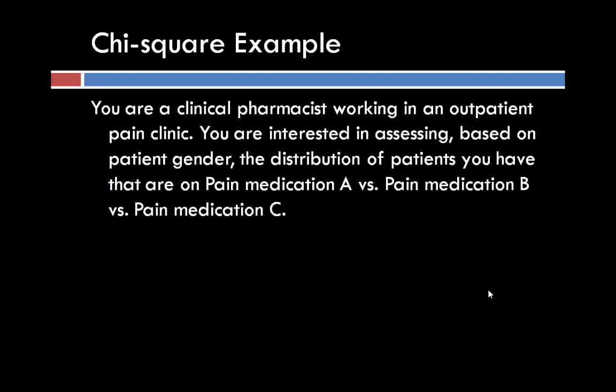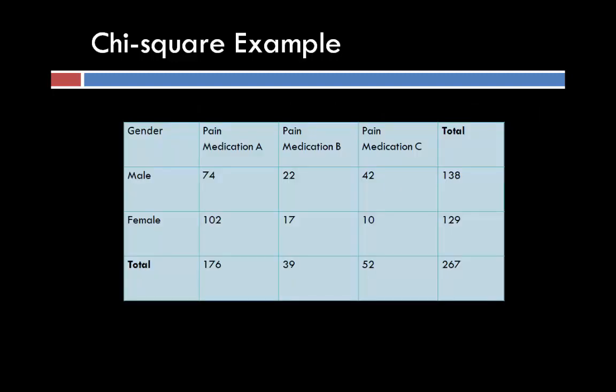So, for example, you are a clinical pharmacist working in an outpatient pain clinic, and you're interested in assessing, based on gender, the distribution of patients you have that are on pain medication A versus pain medication B versus pain medication C. And we have our matrix here, or our table, so it's divided by males or females, and we look at each of the three medications, so how many of each patient are on each medication. The values at the bottom here and on the side are just the totals of the row and the respective columns, with the total of all the patients here on the lower right hand corner. So we have 267 patients total.